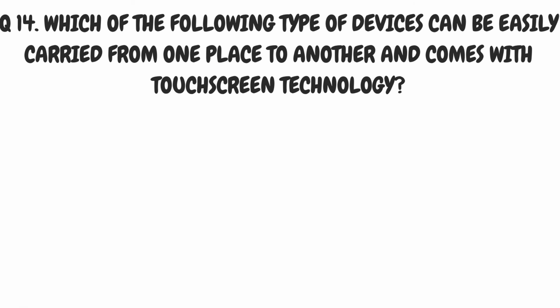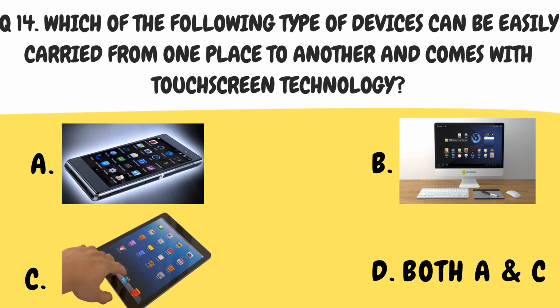Question number 14. Which of the following type of devices can be easily carried from one place to another and comes with touchscreen technology? A. Android mobile. B. Desktop. C. Tablet. D. Both A and C. The correct option is D. Both A and C.